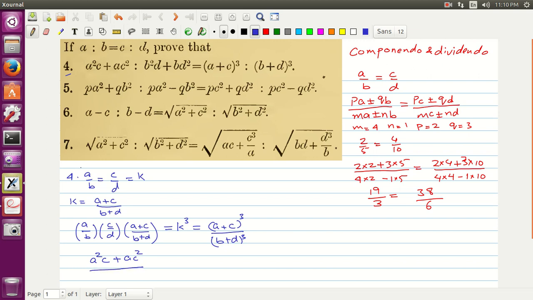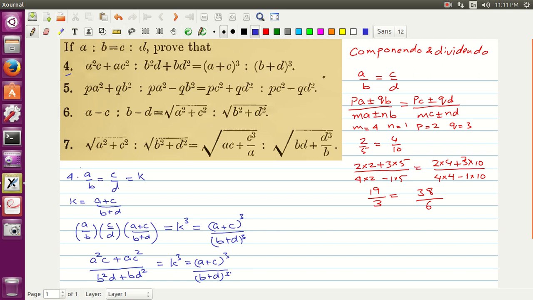And what is BD times B plus D? It is B square D plus BD square. This is equal to K cube, this is equal to A plus C cube over B plus D cube. So we have proved the problem number 4.